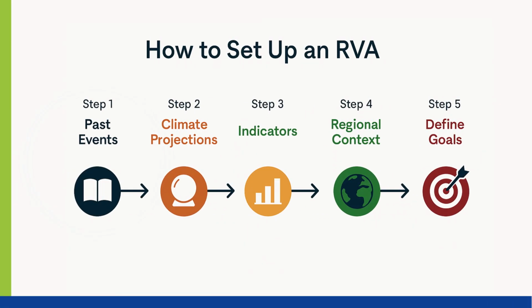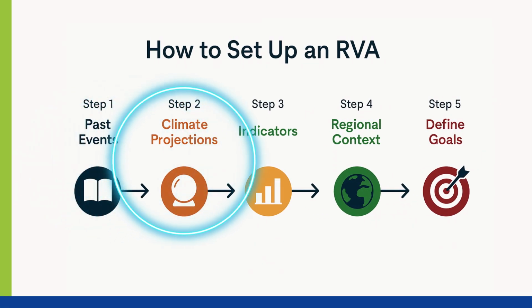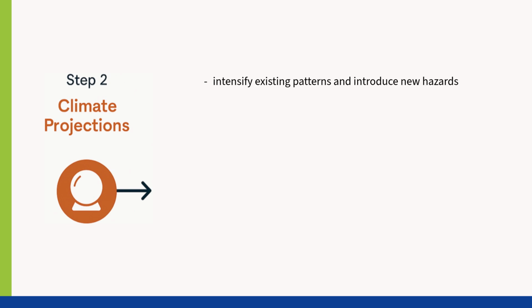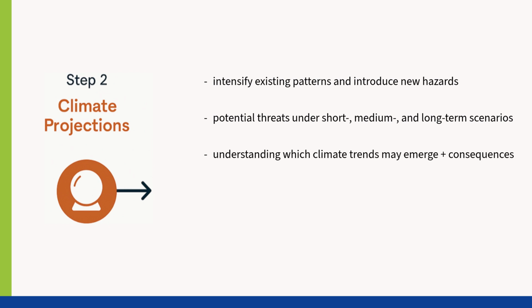Step 2 is the analysis of climate projections and future impacts. Adaptation must also account for future scenarios. Future climate risks will likely intensify existing climate risks and introduce new hazards. Using downscaled climate projections, cities assess potential threats under short, medium, and long-term scenarios. This step focuses on understanding which climate trends may emerge, such as prolonged droughts or more frequent heavy rainfalls, and what their local consequences might be.